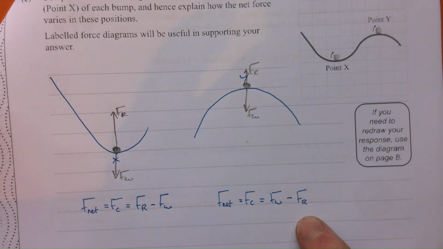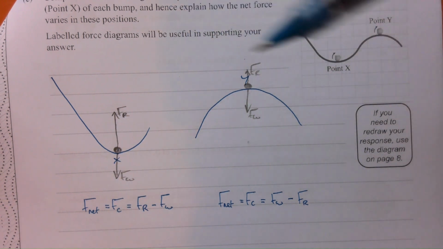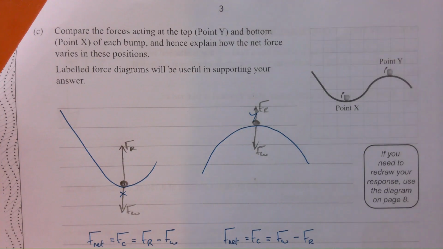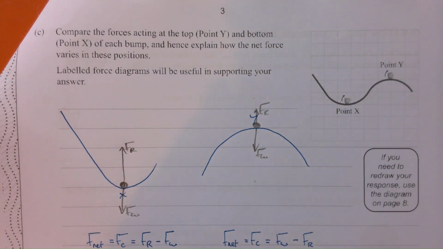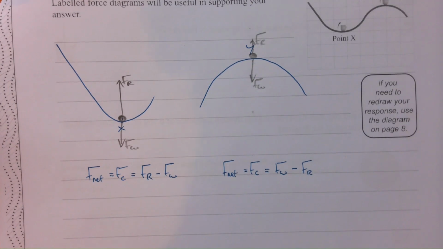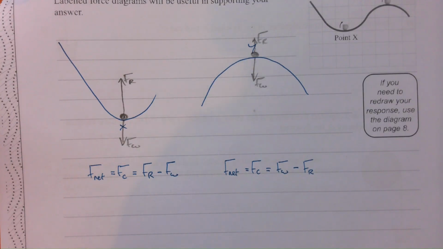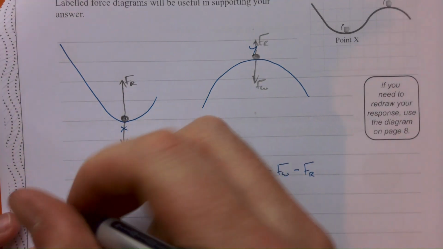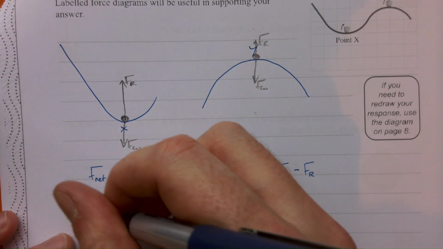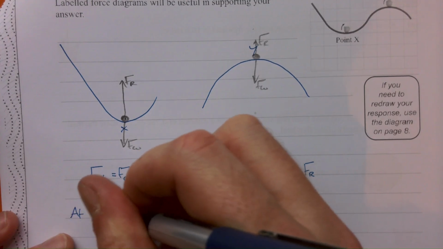Okay? Now, because this is meant to be a discussion, a comparison, and an explanation, we do have to give some words to go along with this. I've not left myself much space, but because my diagrams are there, essentially, I don't have to write too much. Okay, so we'll say, at position X, I'll try and keep it brief, you might want to use full sentences.